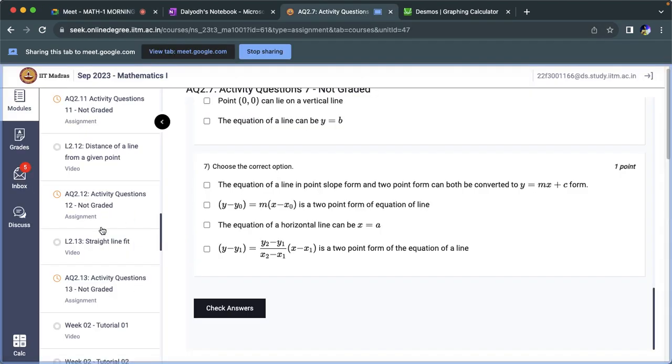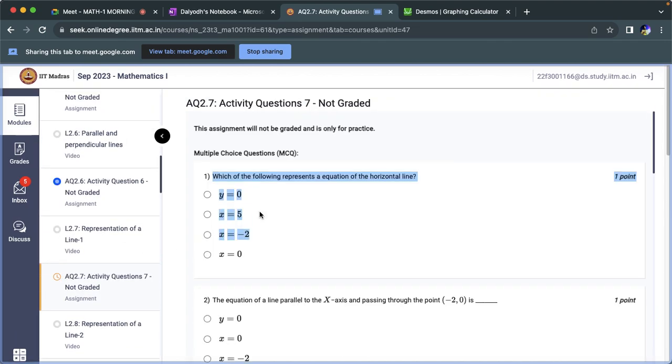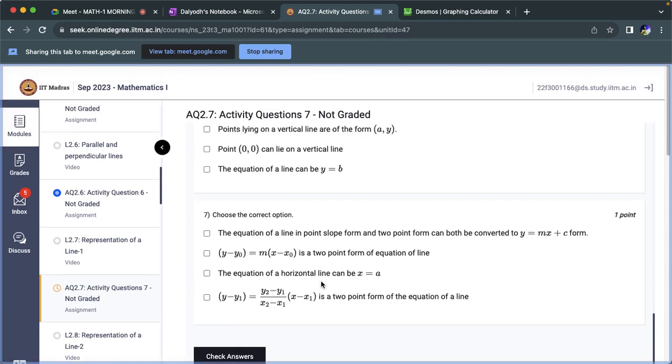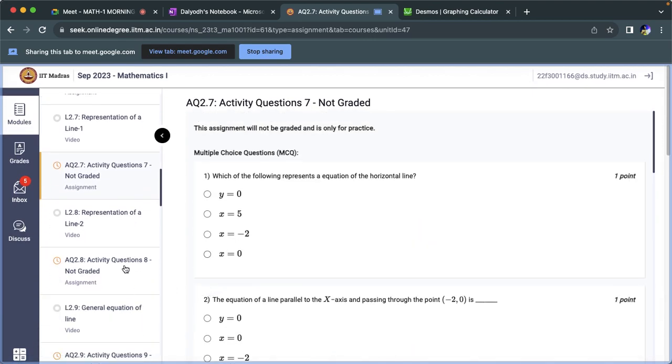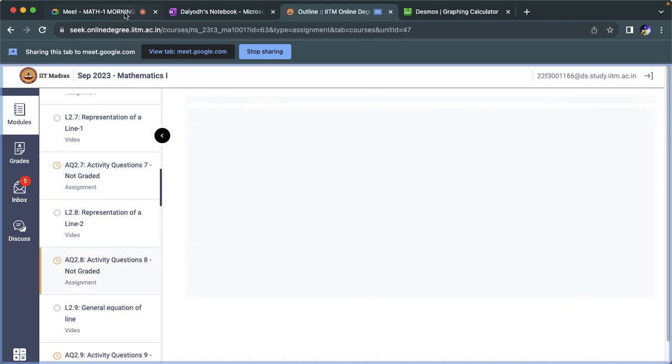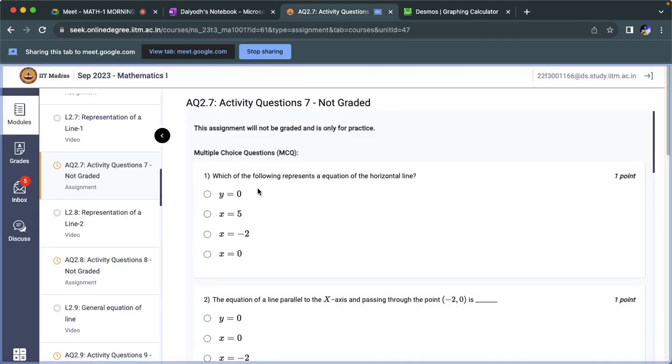So shall we go through every activity question or graded assignment? Maybe the graded assignment you can see by yourself. We can refer to only the graded questions. So just tell me, which of the following represents an equation of a horizontal line? That's fine, right? Shall we solve every activity question like this? So you just have to give me the answers. Everybody speak. What is the first answer? How do you approach the question?